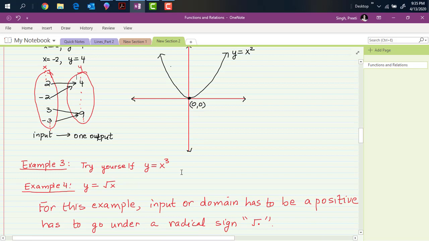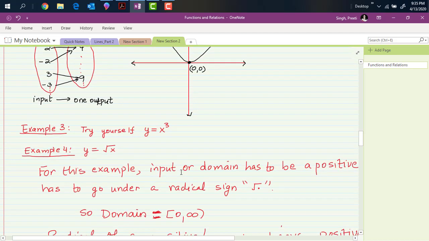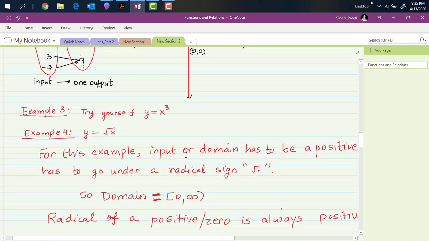Now I would want you to try y equals x cube in the discussions. I will upload this in the discussions. So try y equals x cube and let me know the domain, range, and whether it is a function or not. The next example is y equals square root of x.